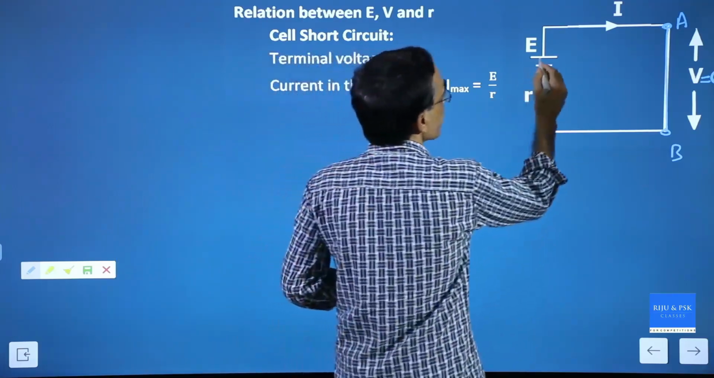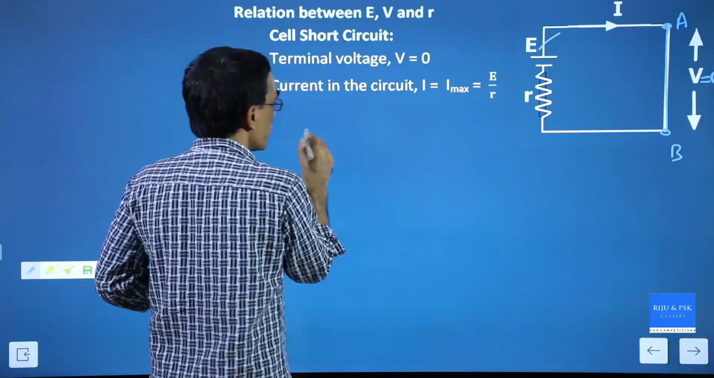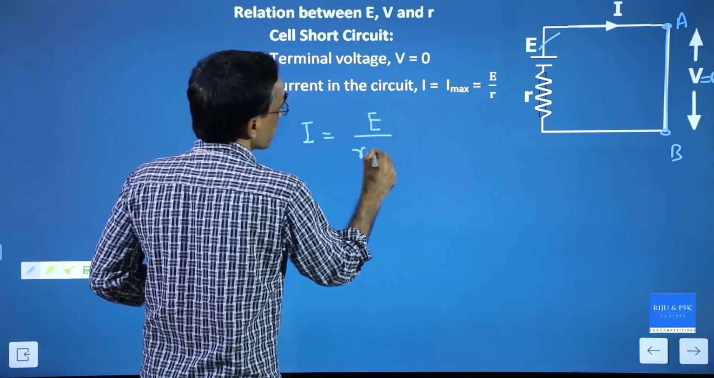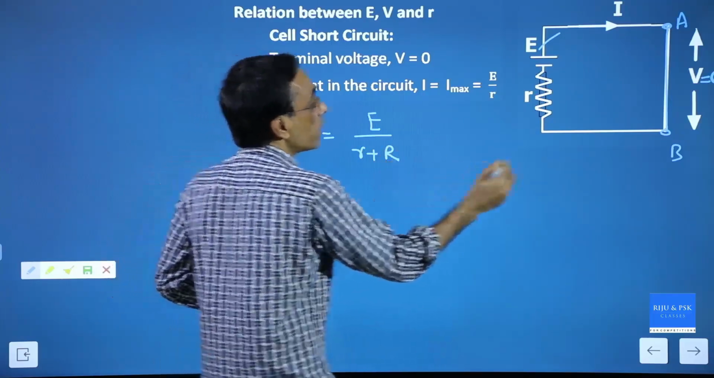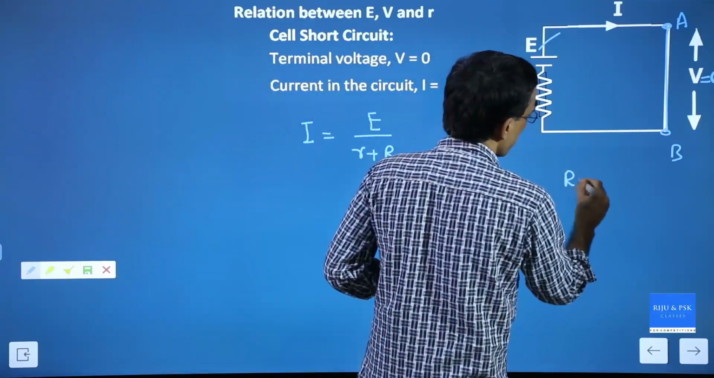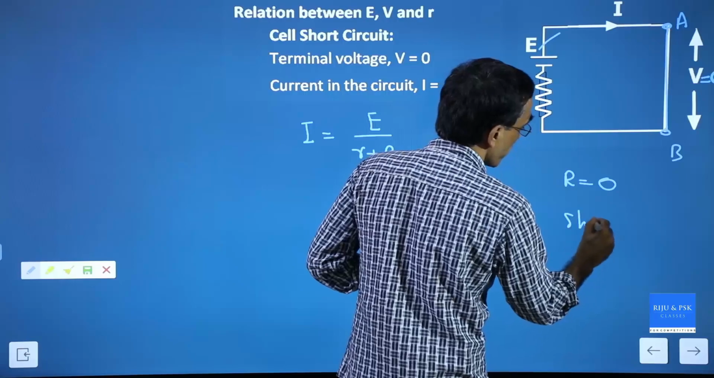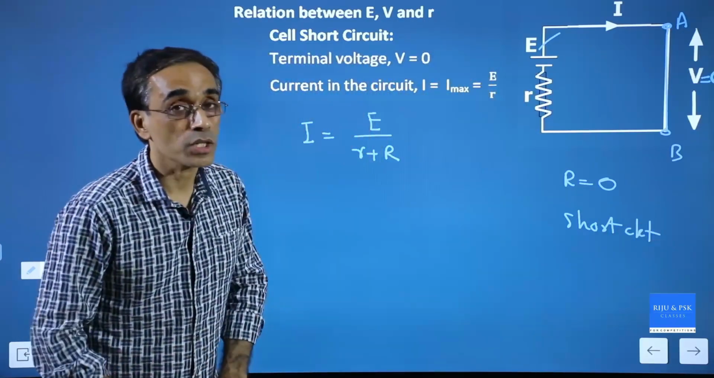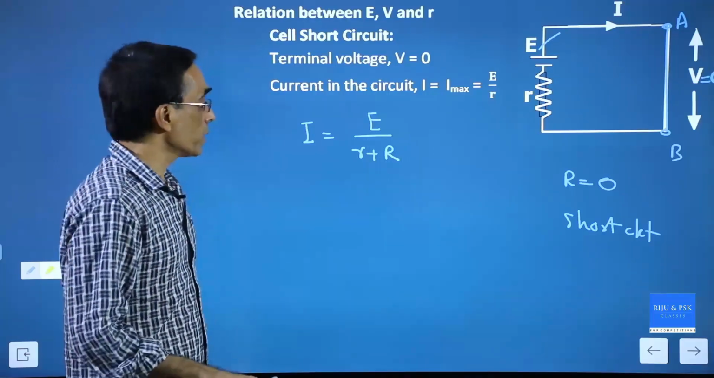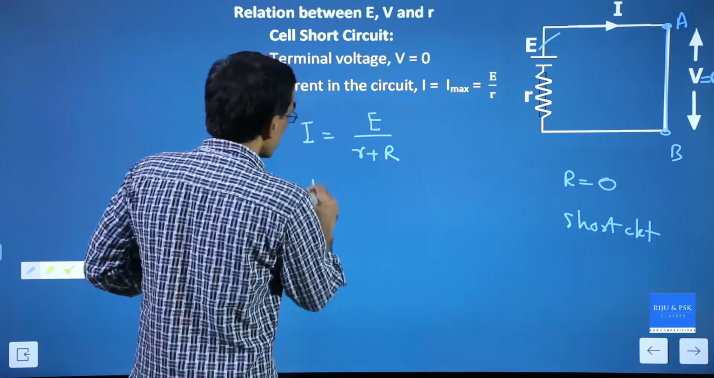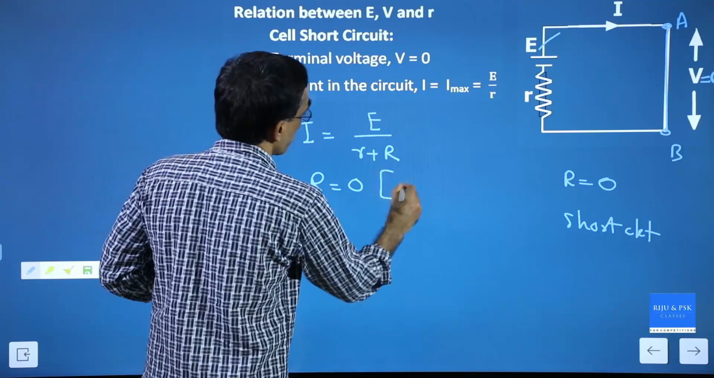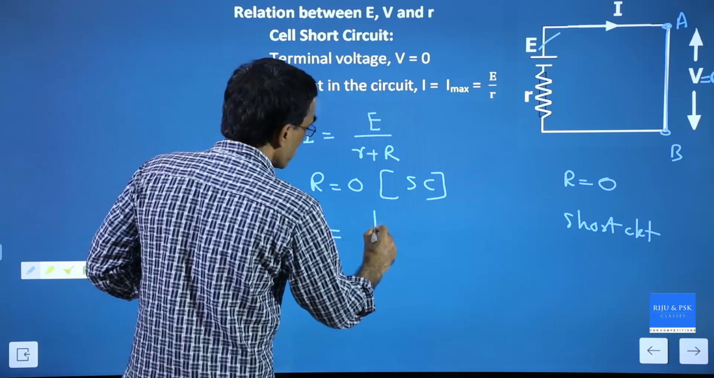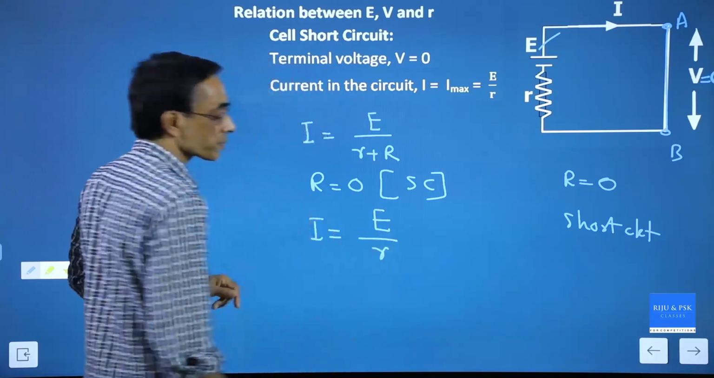But there is a current flowing. What is the current flowing in the circuit? We know the equation for current was I equal to E by R internal plus R external. But what is R external? R external equal to 0. Short circuit means resistance is 0. Open circuit means resistance is infinity. So we substitute R external equal to 0, because this is a short circuit. Therefore, I is equal to E divided by R.